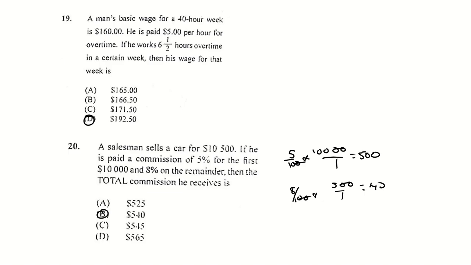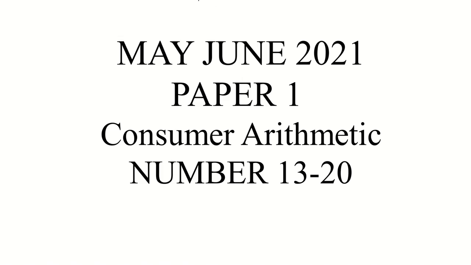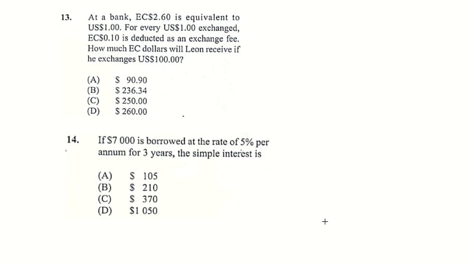That was a repeated question. And that would be the end of January 2022. Let's go to May, June 2021. So May, June 2021, paper 1, Consumer Arithmetic, number 13 to 20.